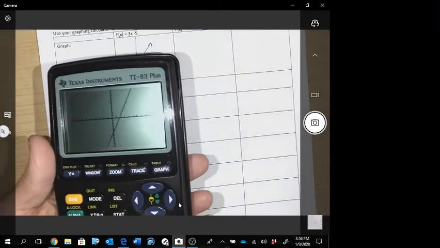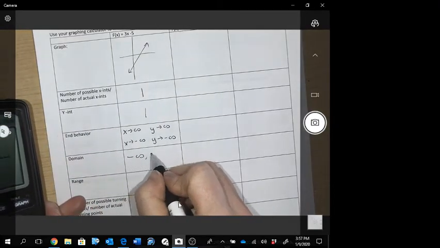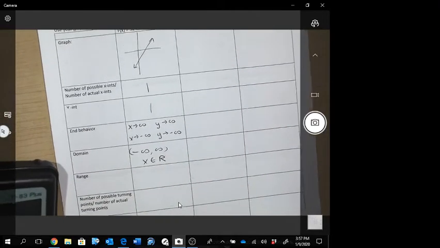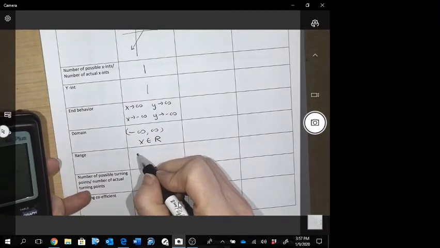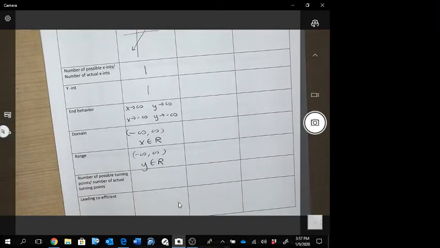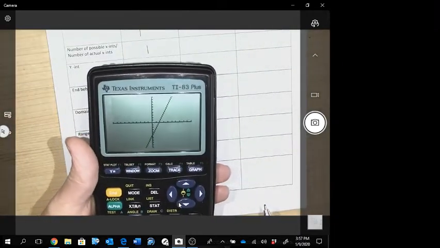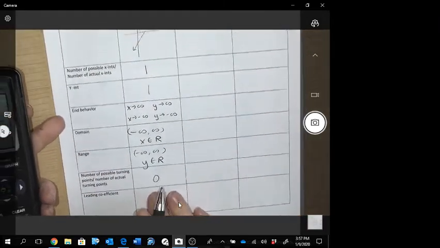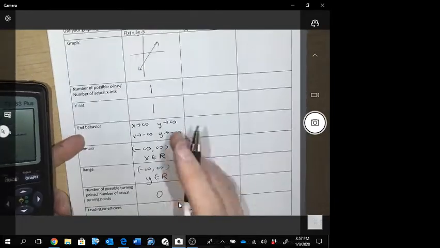The domain, so all possible x values would go on forever. You can see line would go left and right. Or you could say that x is an element of all real numbers. And the range, also down forever, up forever. So negative infinity to infinity, or y is the element of all reals. Possible turning points. So there is nowhere on this graph that it's going to turn from increasing to decreasing. And the leading coefficient, so our degree is 1, so this is the highest, so the leading coefficient is 3.